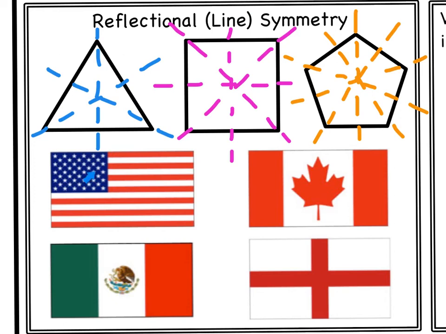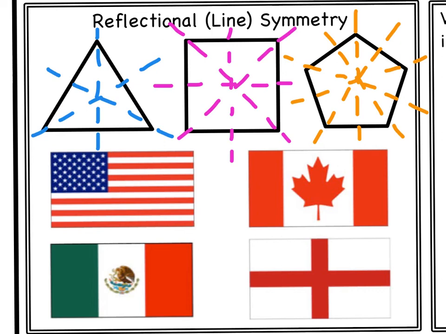Now, what we want to do in these last 4 down here at the bottom is decide whether these figures have reflectional or line symmetry. So let's start with the American flag. Is there anywhere that I could cut this American flag where it's going to look the same on both sides? Either left, right, top, bottom. Can I cut it diagonally?